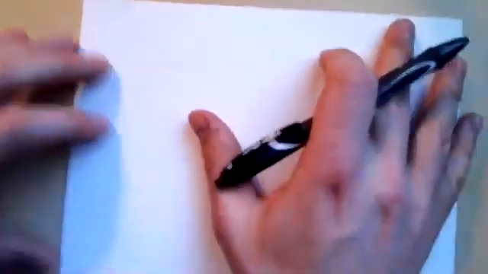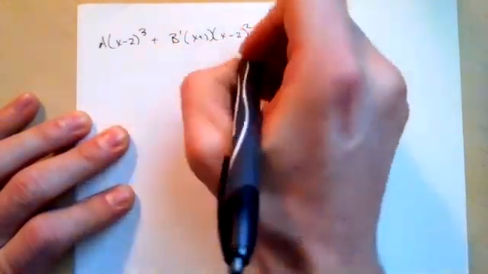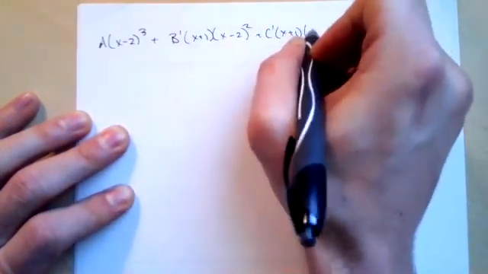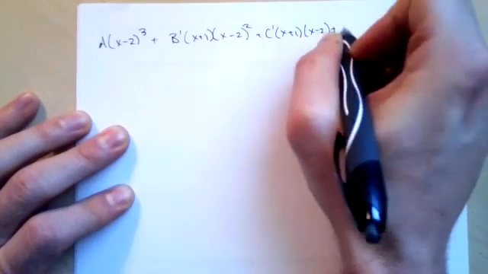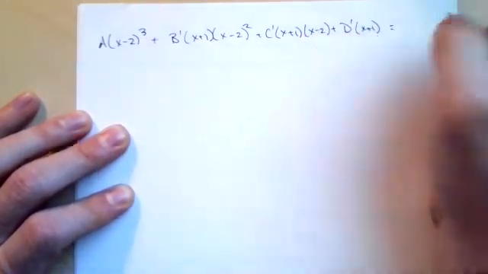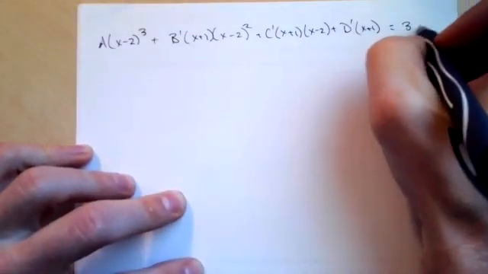The integral's easy. So we've got A times (x minus 2) cubed, plus B prime times (x plus 1)(x minus 2) squared, plus C prime times (x plus 1)(x minus 2), plus D prime, is equal to 3x plus 4 over (x plus 1).